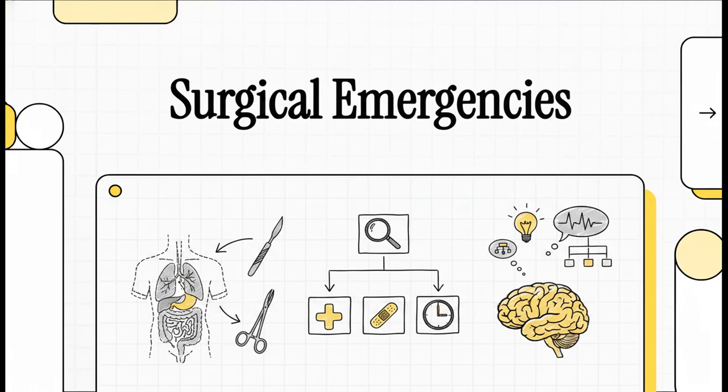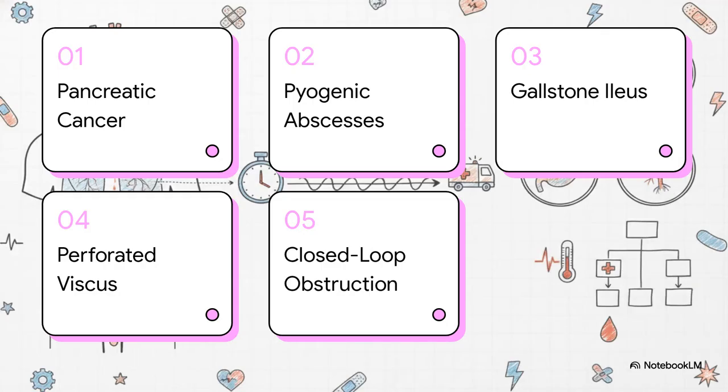All right, let's get right into this explainer. Today, we're decoding high-yield surgical emergencies. We're going to use a series of rapid-fire clinical vignettes to translate complex surgical decision-making into clear takeaways you can easily lock into your memory. We're covering 5 main topics today: pancreatic cancer and palliation, pyogenic and perianal abscesses, gallstone ileus management, trauma and perforated viscus, and finally, closed-loop obstruction and injury.